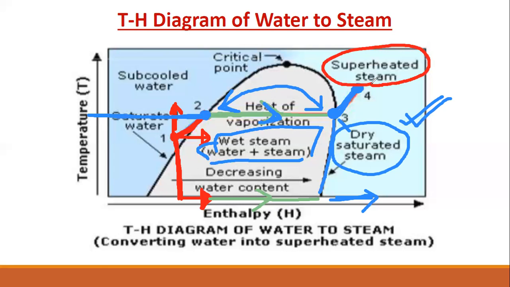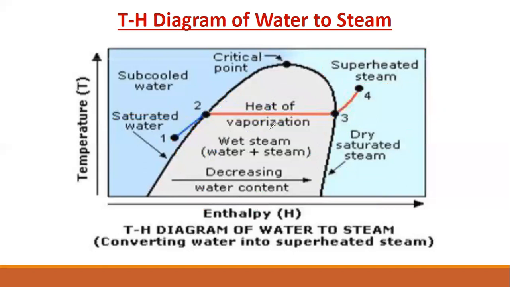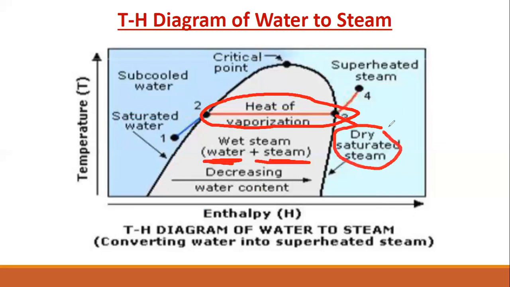So in this way, we can get three types of steam. Basically, the wet steam, if I now make the summary, is from point two up to point three. This is the region where the steam also has some water particles left, water and steam both. But when it becomes dry steam, it does not have any kind of water particle. That's why it is known as dry saturated steam.